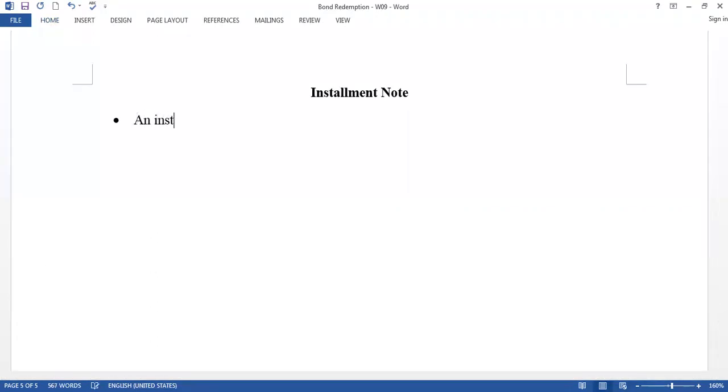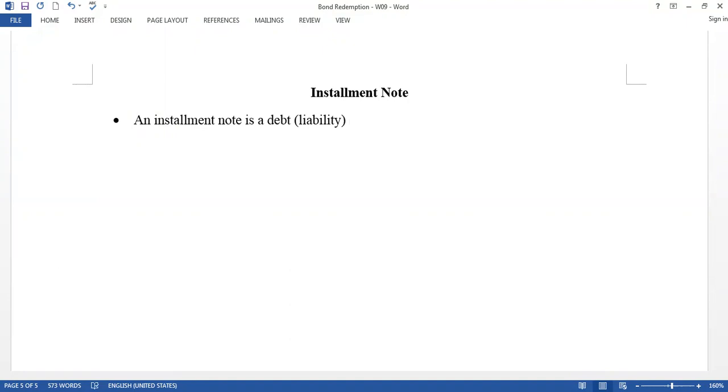And an installment note is a debt. So an installment note is a debt. Debt means this is your liability. Okay, so an installment note is a note or debt.